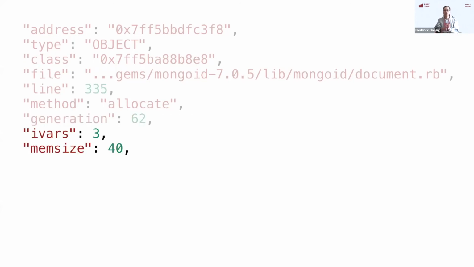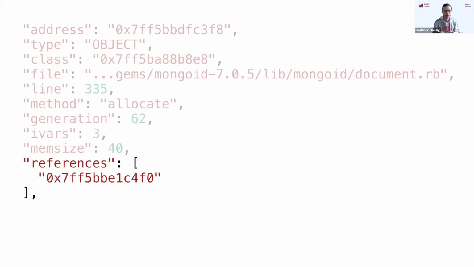And you get some information on the footprint of the object. This one has 3 instance variables. Memsize corresponds to the ObjectSpace memsize_of method. Take it with a pinch of salt, especially if it says 40, because 40 is the default size for any Ruby object. Sometimes useful. With a string, it will tell you how long the string is, but not always so good. And then references.